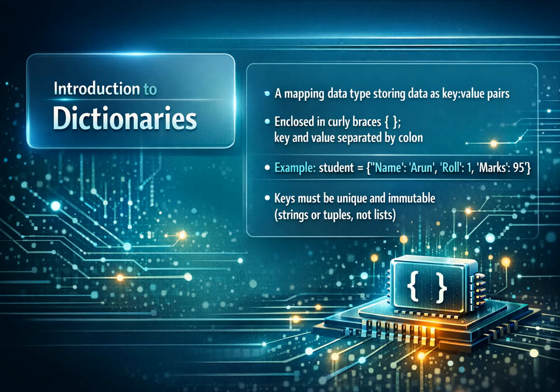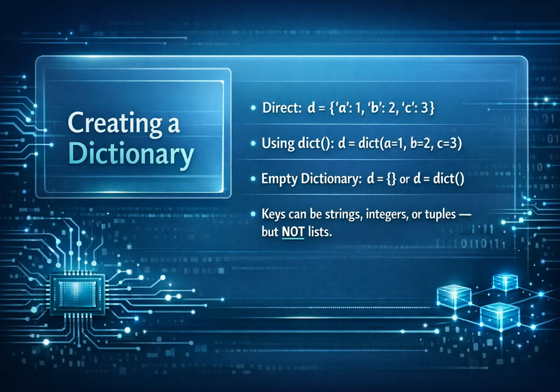A dictionary is a collection of key-value pairs. Unlike sequences indexed by integers, dictionaries are indexed by keys, which can be strings, integers, or tuples. Dictionaries are written with key-value pairs inside curly braces, where each pair is separated by a colon. You can create a dictionary directly using curly braces, or using the dict function. An empty dictionary is created with just two curly braces.